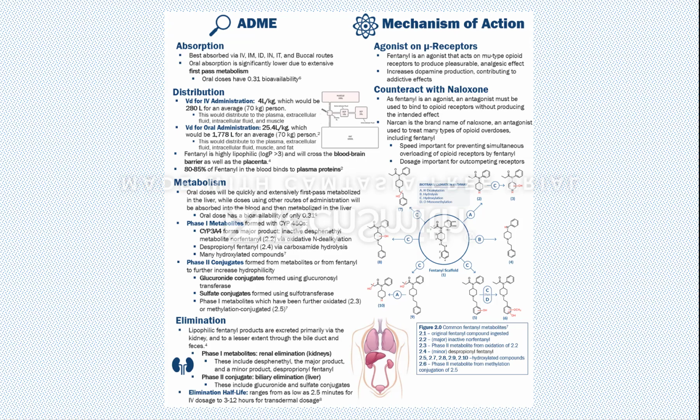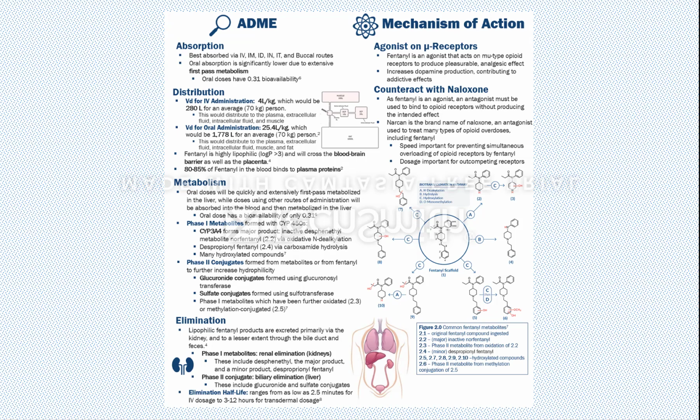For oral administration, by contrast, the VD is 25.4 liters per kg, which would be 1,778 liters for the average person, meaning that it would also distribute to the fat. I also mentioned earlier that fentanyl is highly lipophilic with a log P greater than 3 and will cross the blood-brain barrier as well as the placenta. In addition, 80 to 85% of fentanyl in the blood will be bound to plasma proteins.